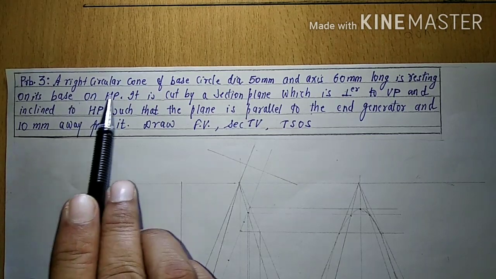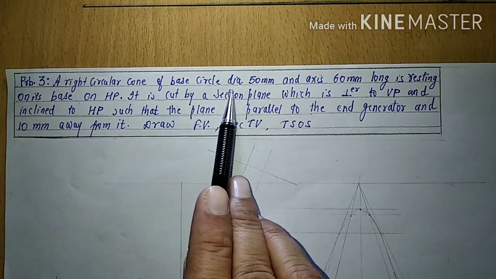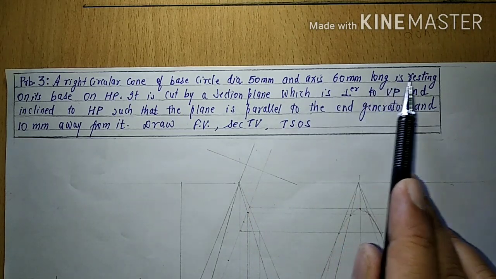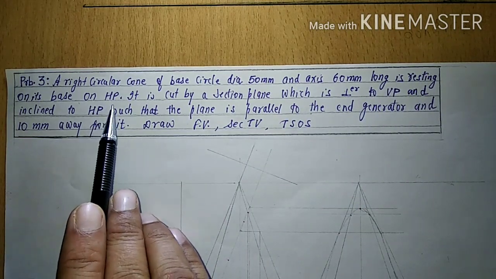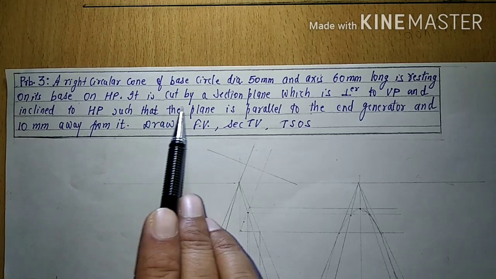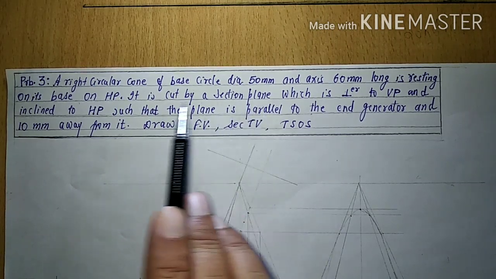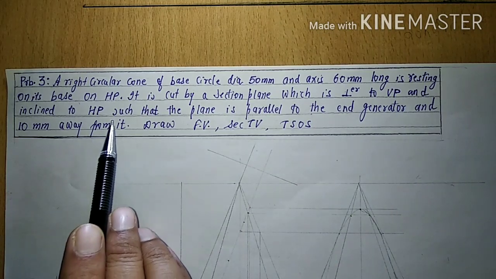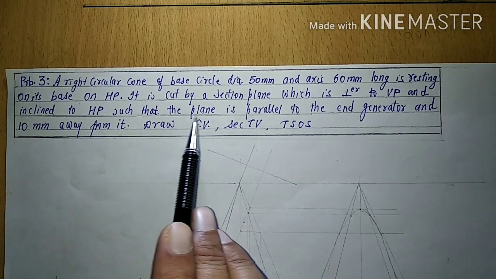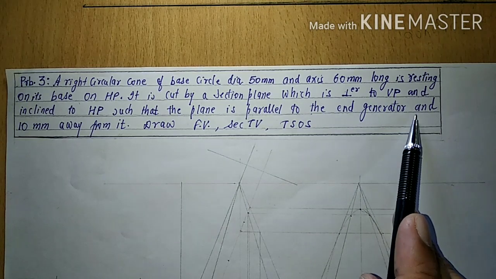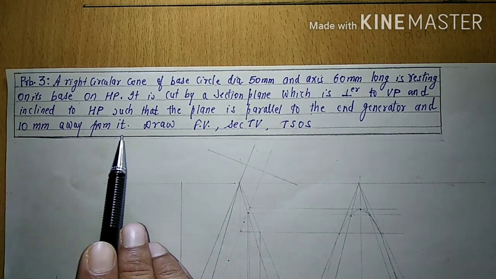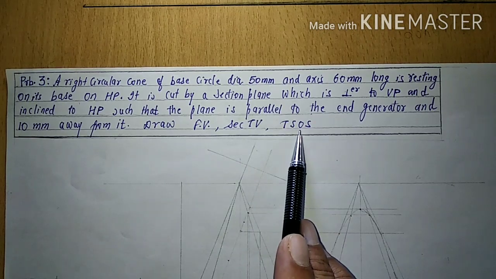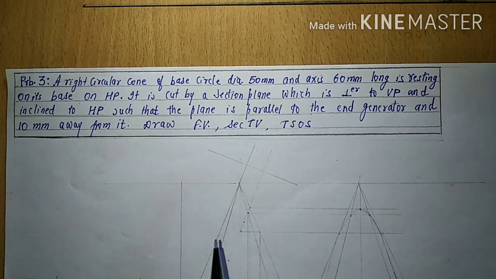A right circular cone of base circle diameter 50 mm and axis 60 mm long is resting on its base on HP. It is cut by a section plane which is perpendicular to VP and inclined to HP such that the plane is parallel to the end generator and 10 mm away from it. Draw front view, sectional top view and true shape of section.